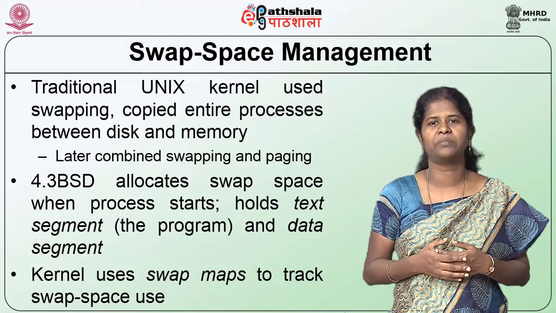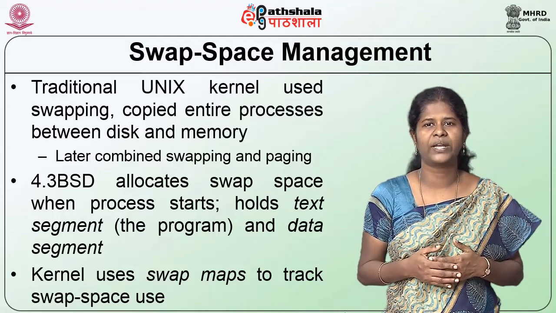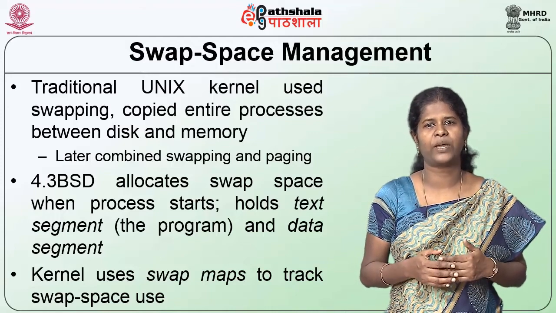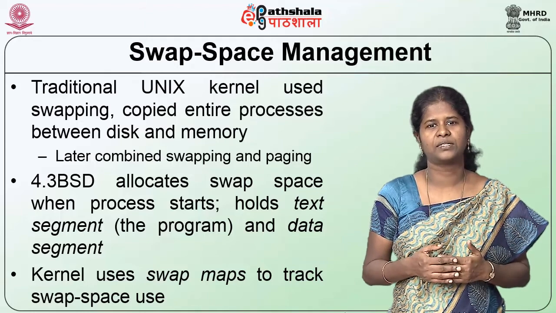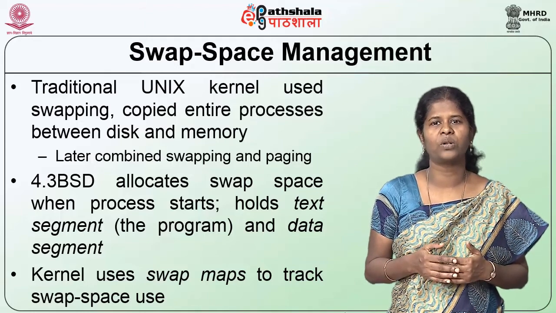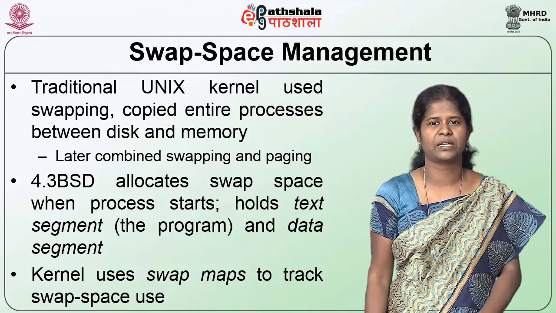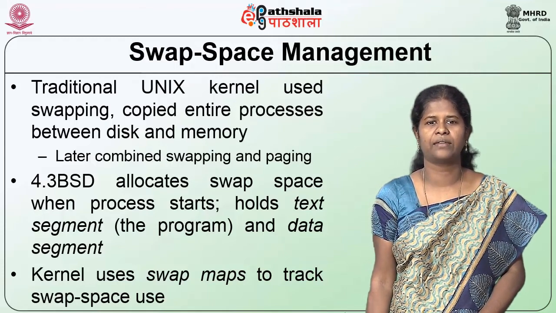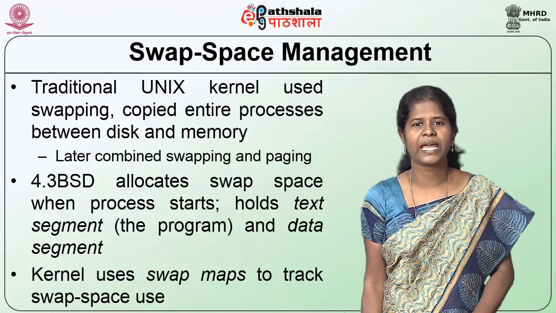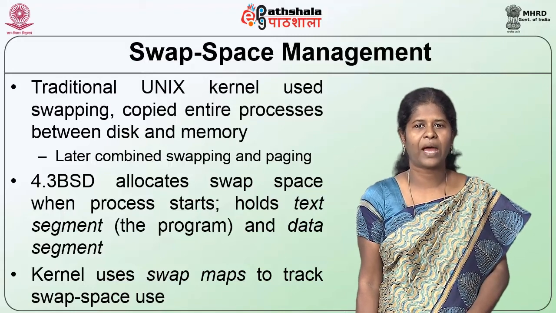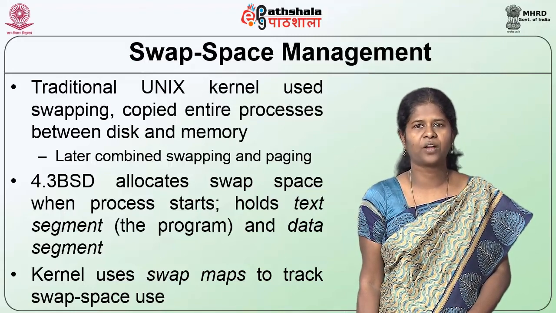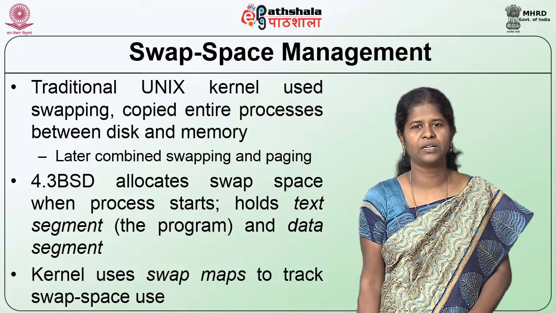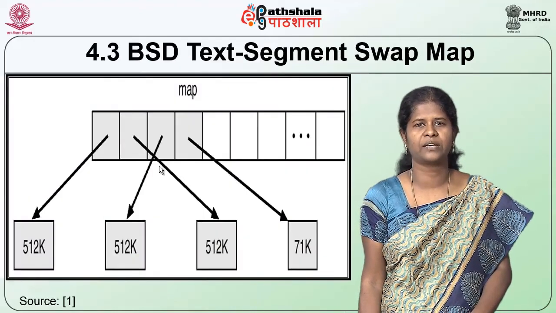And in the 4.3 BSD flavor of Unix, it allocates swap space when the process starts, and it can hold a text segment and data segment. The swap space is responsible for holding the text and the data. In this case, the kernel will use a swap map to keep track of the usage of the swap space. We will see how it is being done here.